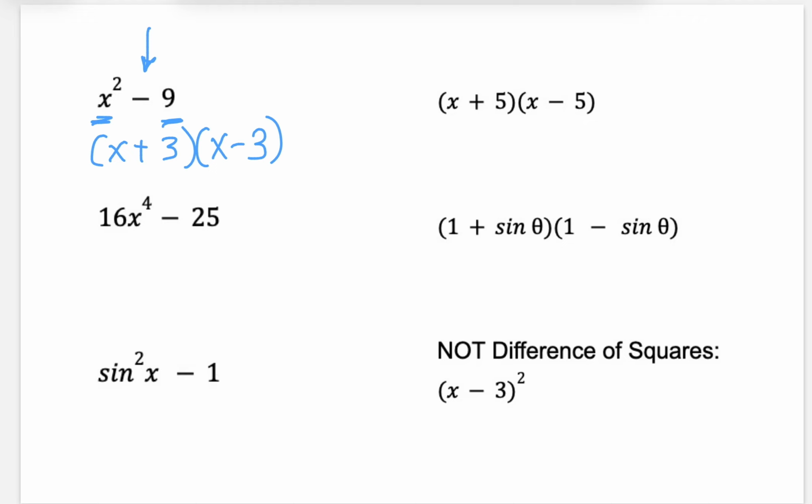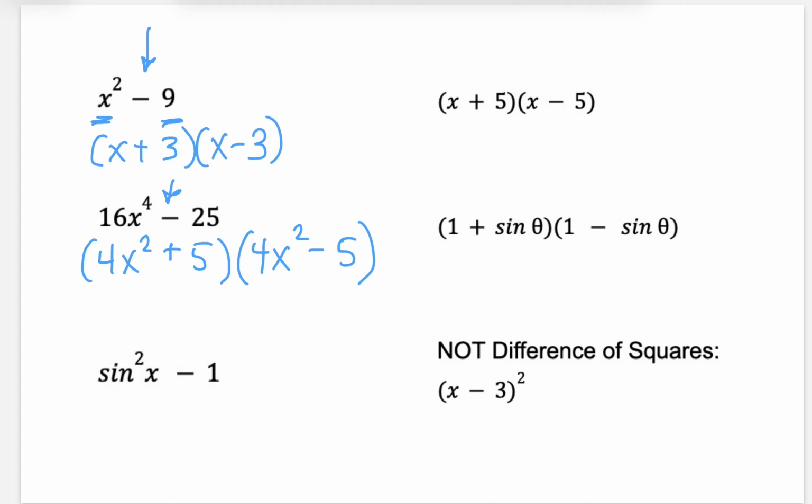So similarly, our second example, we have 16x to the fourth minus 25. So if we take the square root of 16x to the fourth, we get 4x squared. And if we take the square root of 25, we get 5. So those are our terms. And then because it's the difference of squares, we're going to have one that's plus and one that's minus.